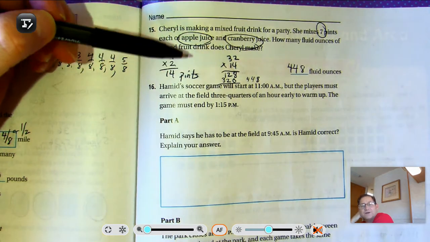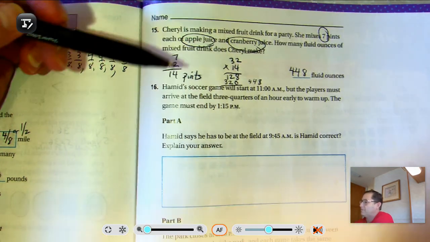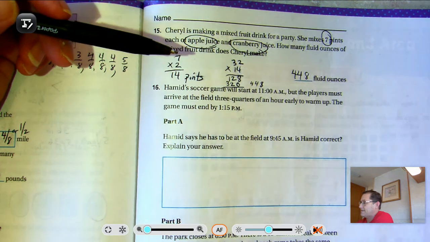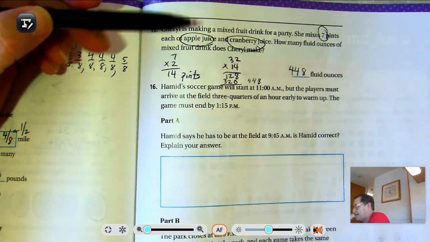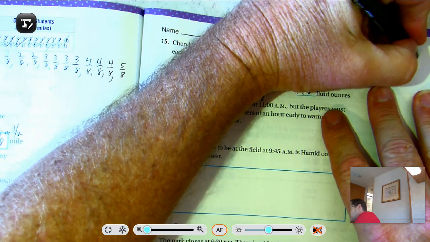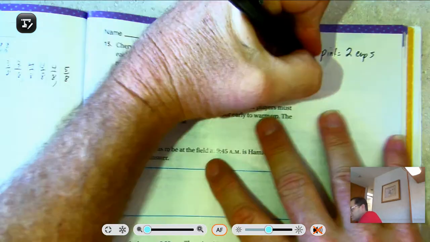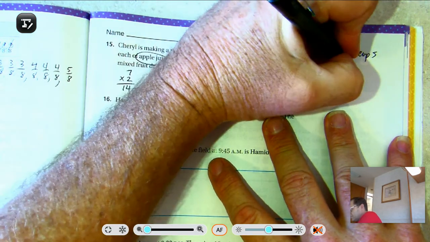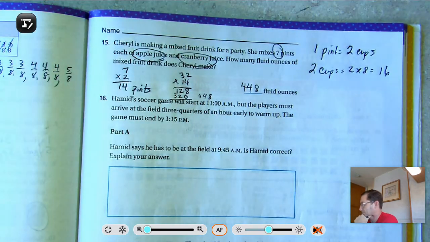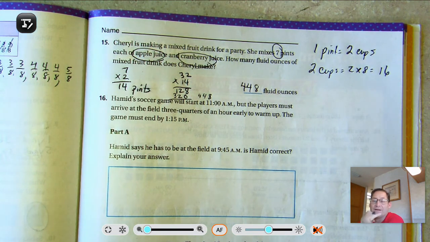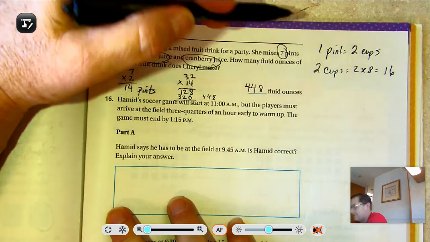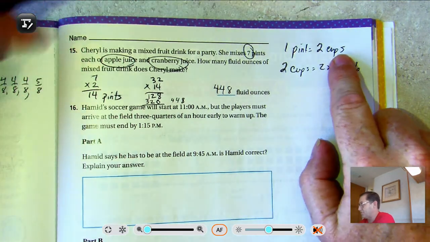Double check, make sure I did this right. Confirm that, please. What do we got here? 7 pints. Every pint has, let's see, 1 pint equals 2 cups. 2 cups equals 2 times 8, 16. Oh no, I've got twice as much. I put too much, guys. Yeah, I confused myself.